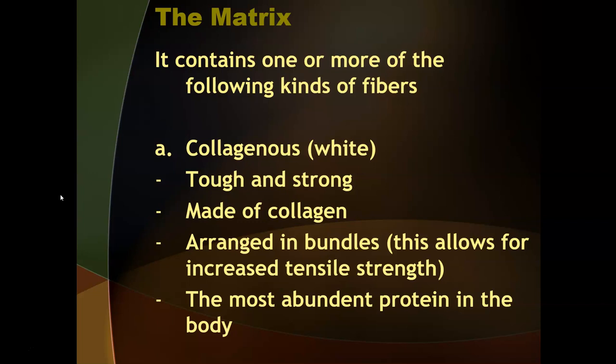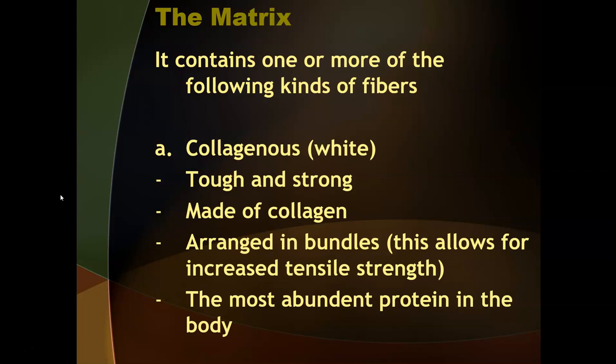So the first fiber we can find in the matrix is collagenous fibers, or fibers of collagen. These are really tough and really strong fibers. And when we look at a tissue that may have a lot of collagenous fibers, they're traditionally arranged in bundles, which makes them even stronger.